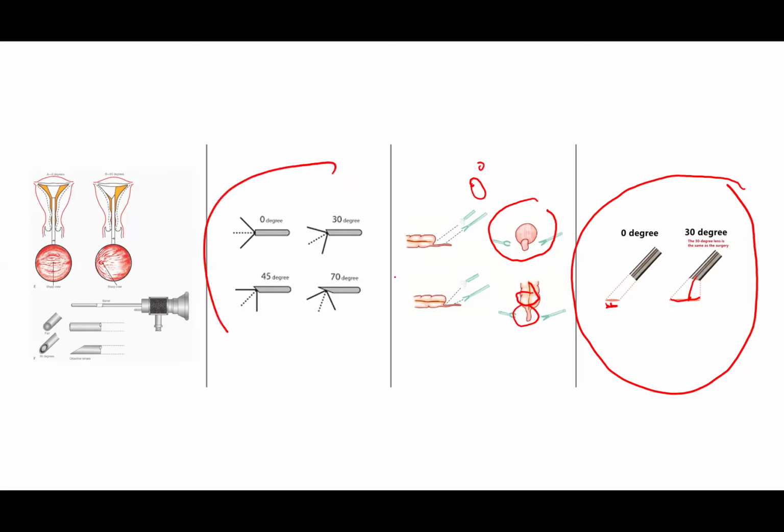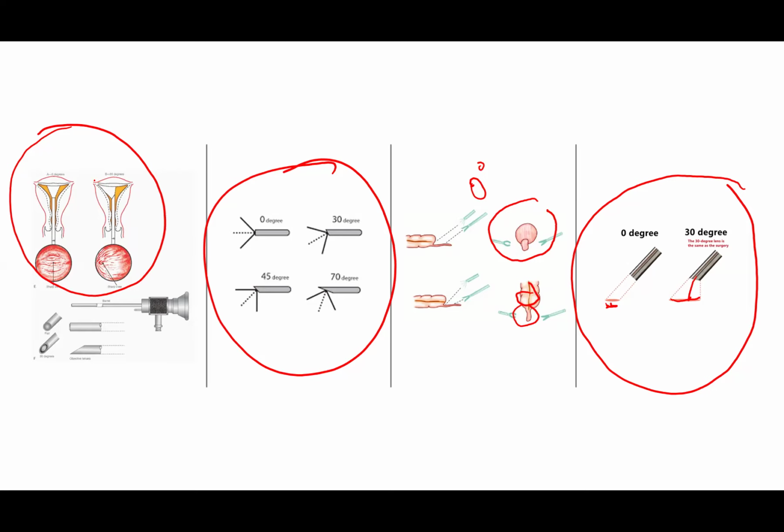Now, on this other image, you can see the views of a 0 degree, 30 degree, and even other forms of angles. As we say, it ranges from 0 to 120 degrees. Now, look at what the views are in the endometrium. You can see how the 30 degrees is seeing the opening of the fallopian tube here.